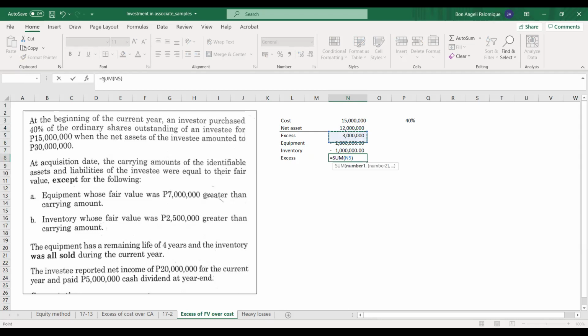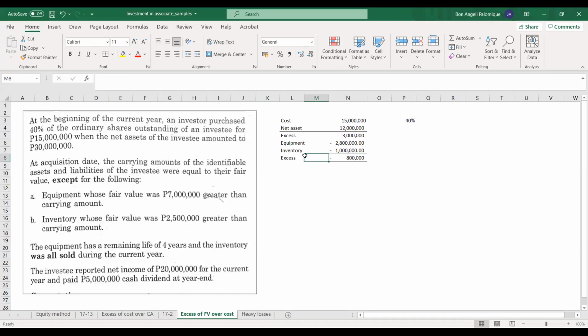Then, we deduct the excesses from earlier. So, we have 800,000. Okay, so now, like earlier, we will record how we reflect these excesses. So, first, we will record the investment at cost. So, debit investment in associate for 15 million and credit to cash.